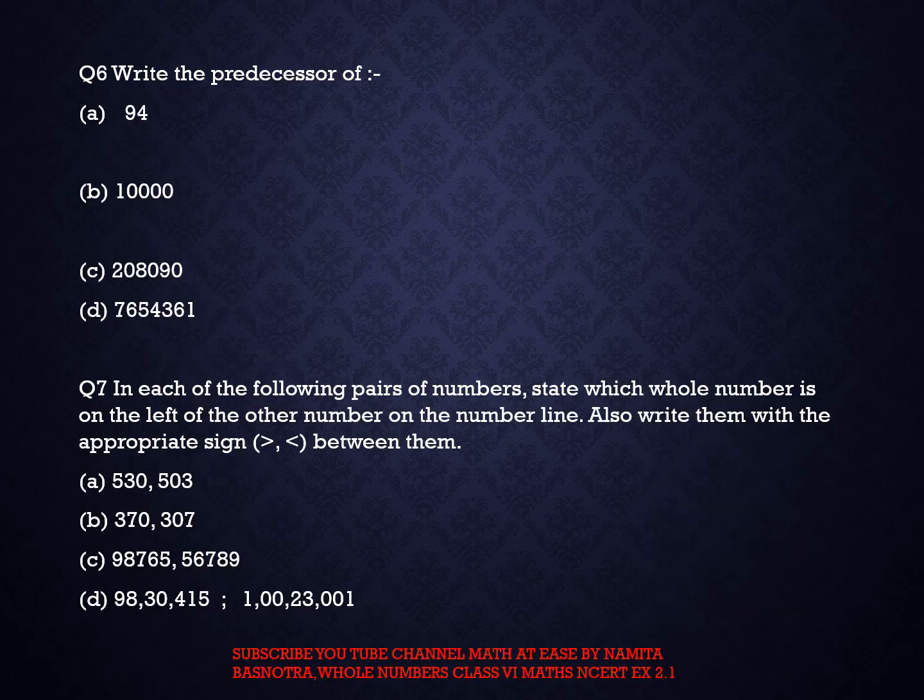To question number 6, write the predecessor of. Predecessor means minus 1. So if you do 94 minus 1, the answer is 93. Let me do one more for you, that is the B part. You have 10,000 here, and if you do 10,000 minus 1, then the answer will be 9,999. The other two I want you to do yourself and check the answers. I will be giving you the answers in the coming slide.